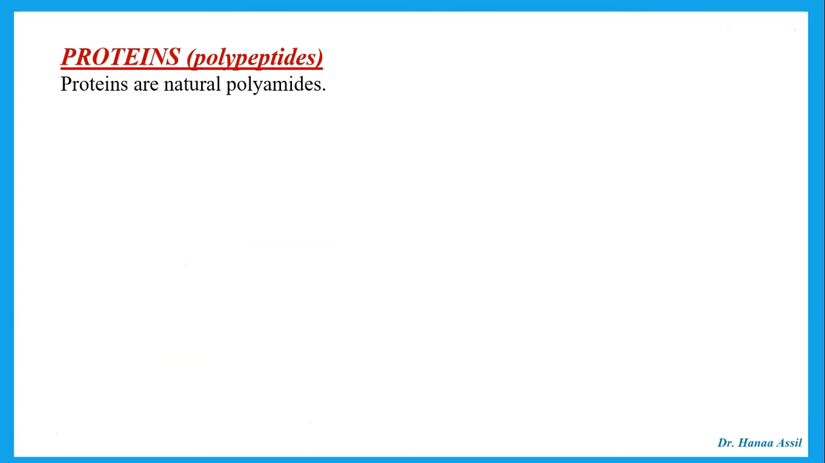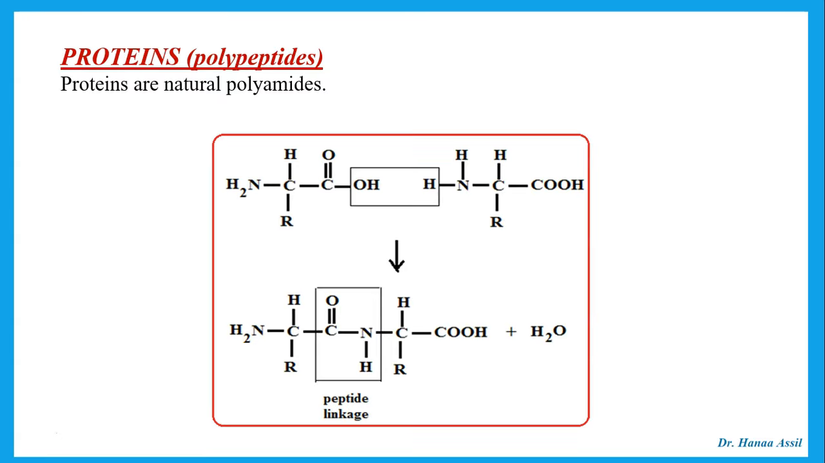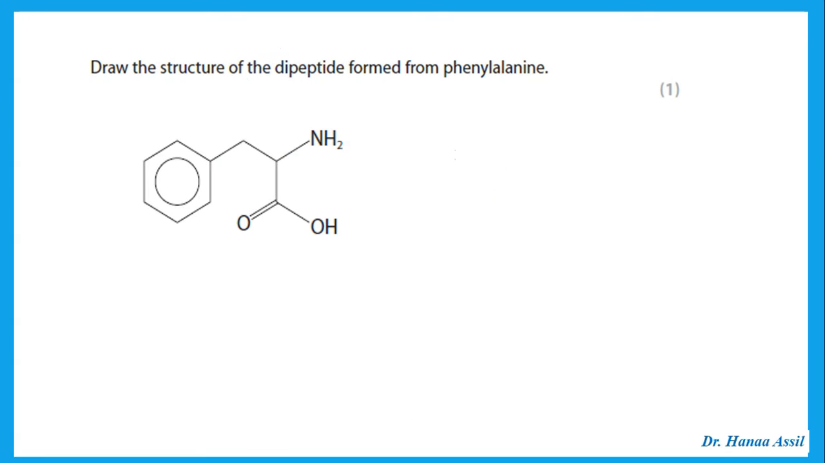Proteins. What are proteins? They are polymers. They are natural polyamides, and they can be referred to as polypeptides. They are made from units of amino acids. So each unit, one end acid, the other end amine, and we join the acid end of one to the amine end of the other. This forms a peptide linkage or amide linkage, so they are actually polyamides.